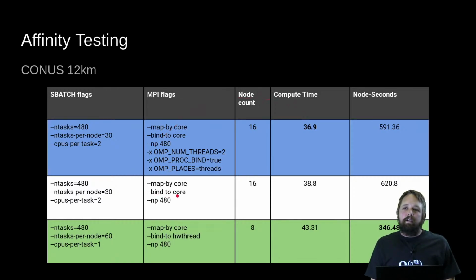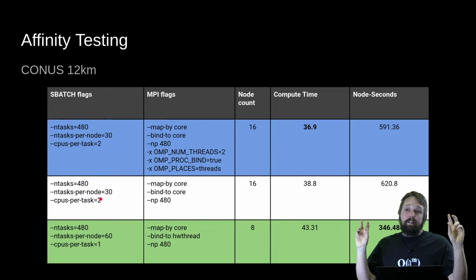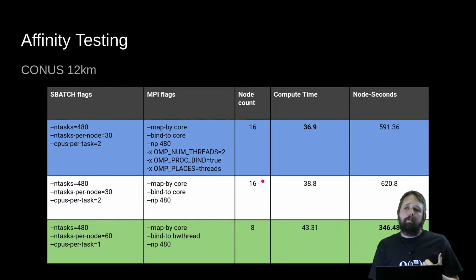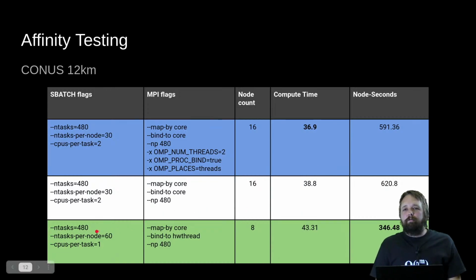You'll notice that, of course, running with 480 ranks on the CPU with 2 CPUs per task, so essentially disabling hyperthreading, we still have 16 nodes, but we're not using OpenMP. The performance is really not that much worse, but might as well use OpenMP and get something a little bit better.